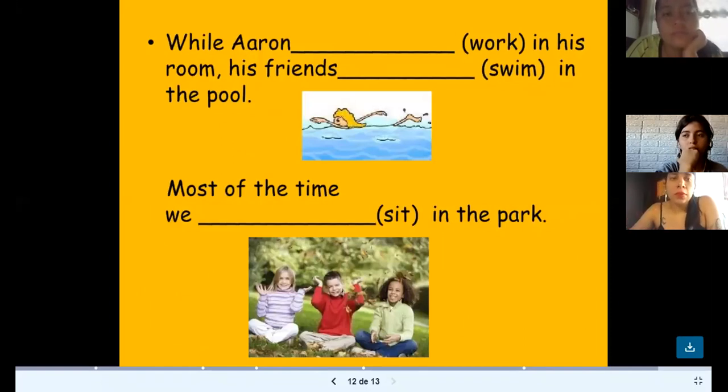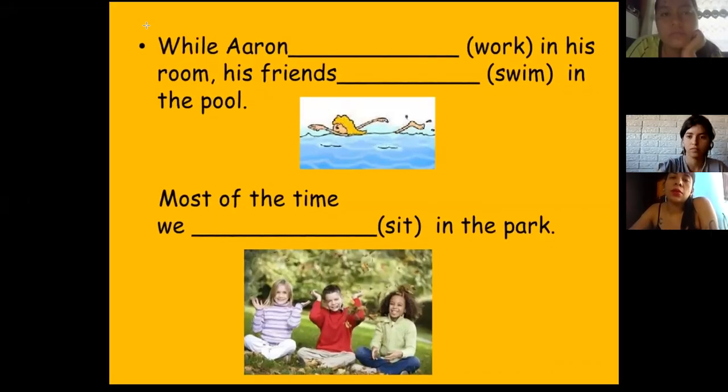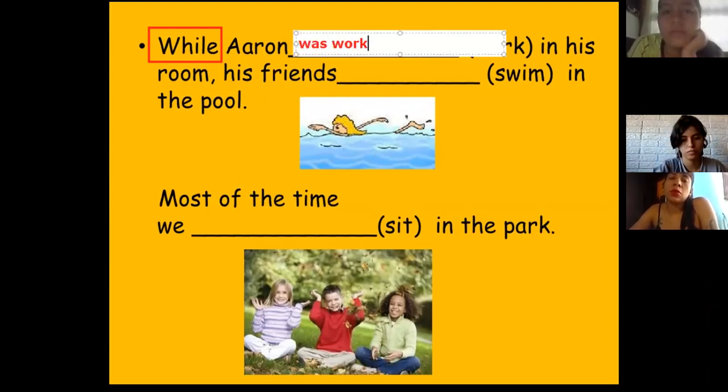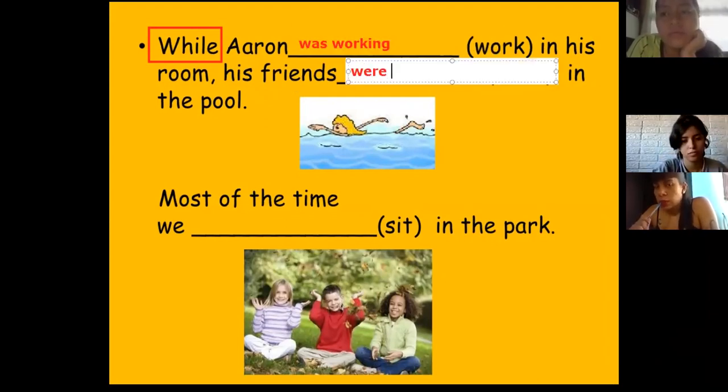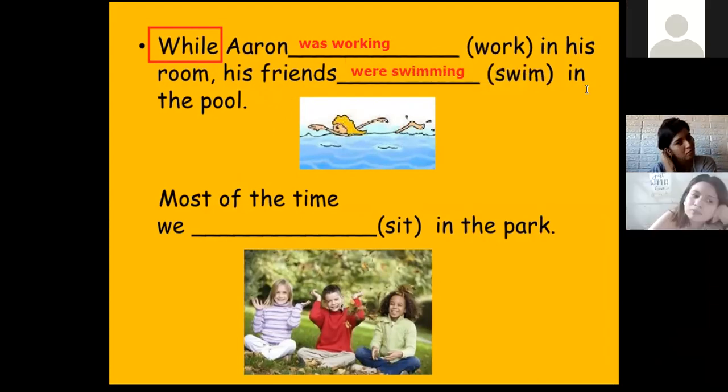What about this one? Now pay attention here. Here, what we have is two actions in progress at the same time in the past. So what can be the answer here? While Aaron was working in his room, his friends were swimming in the pool. Excellent. Very good. Here, guys, we have both actions happening at the same moment. Why? Because we have a key word.